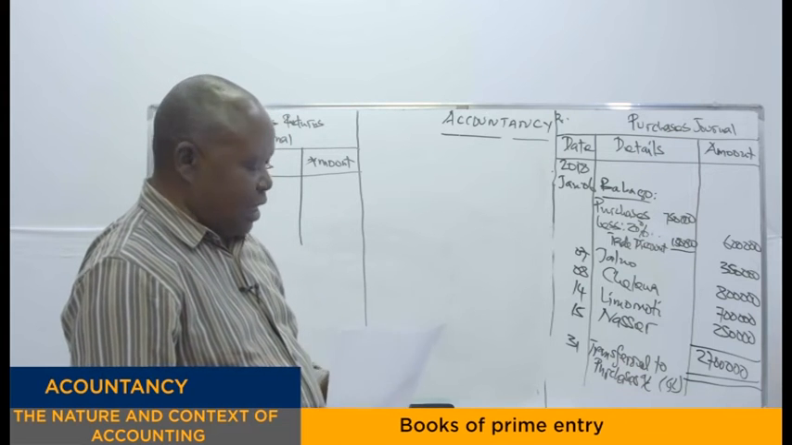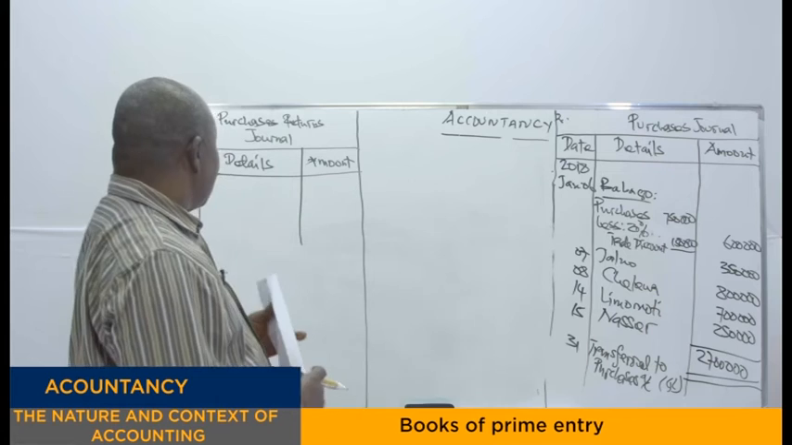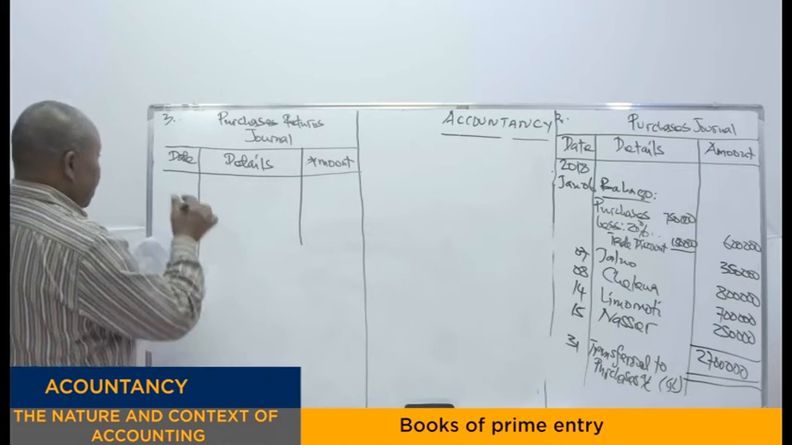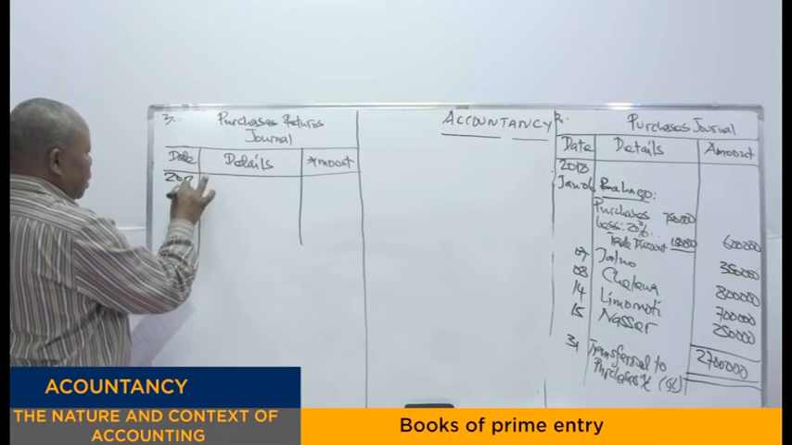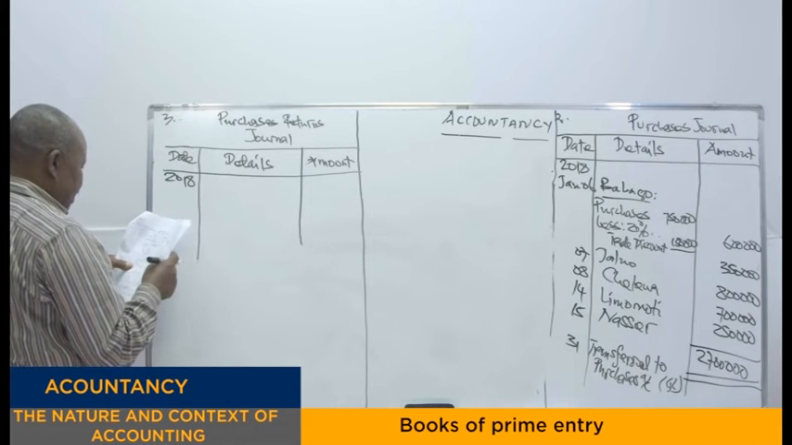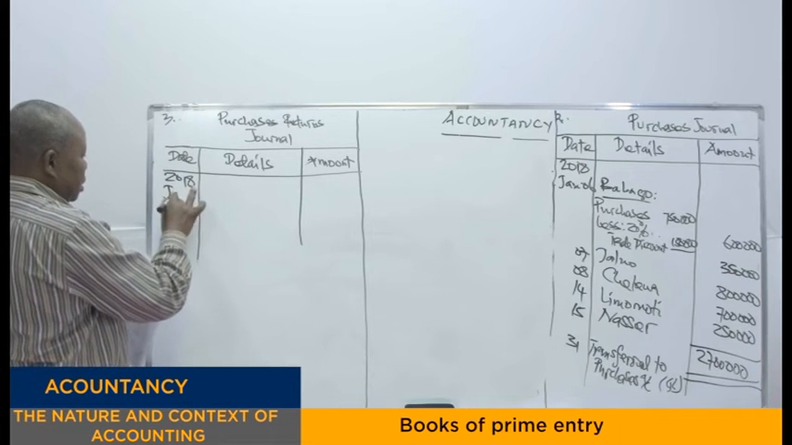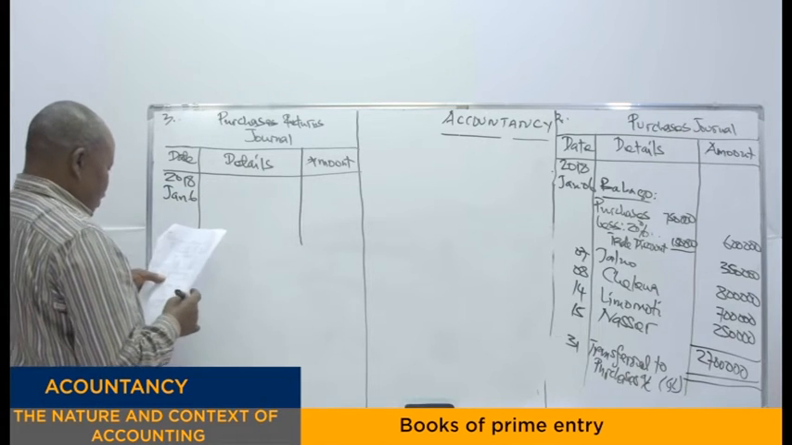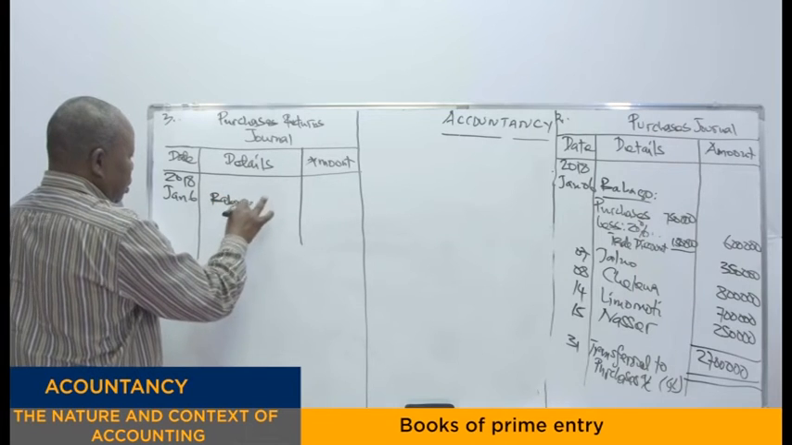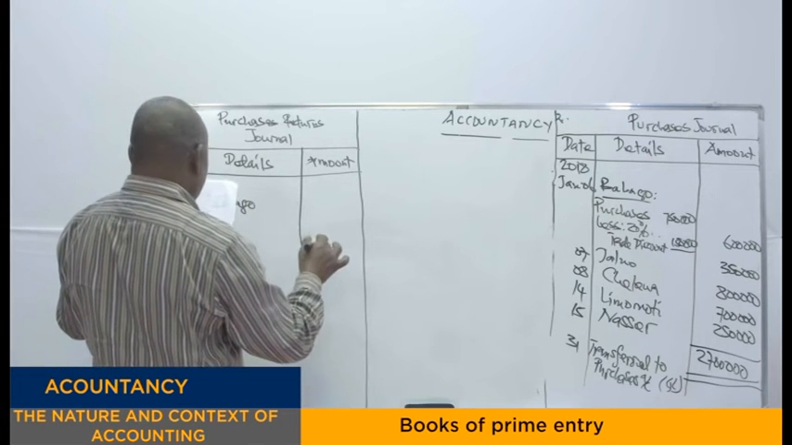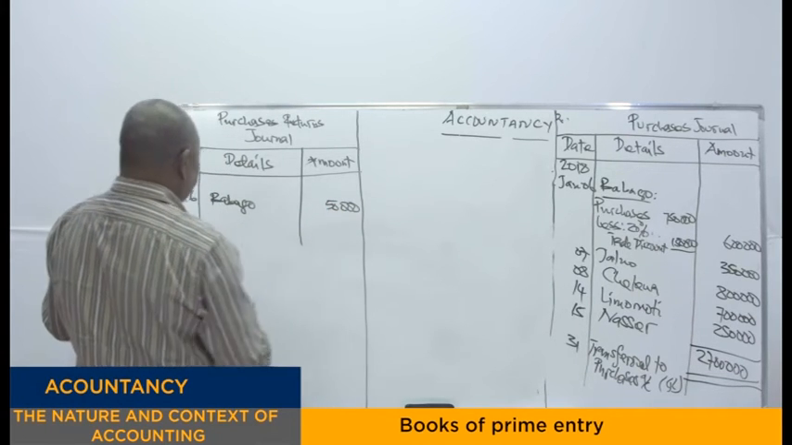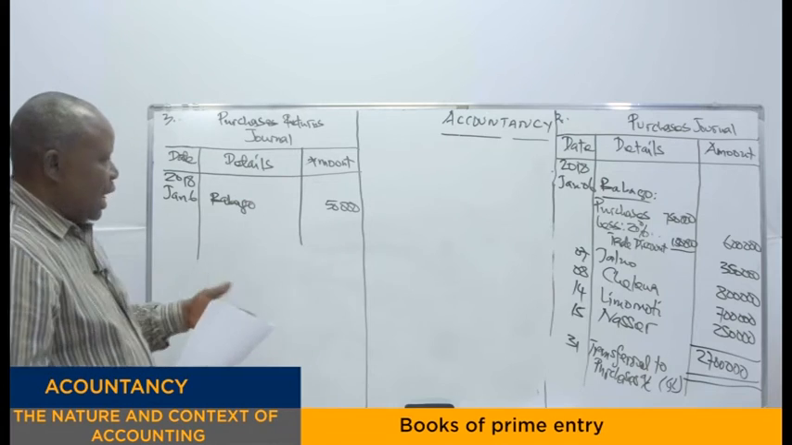So we don't need to calculate again. We just write here the return. So this is 2018. The amount, debit is January 6th, we're returning goods to Babago. The amount is 50,000. So we don't have another return.